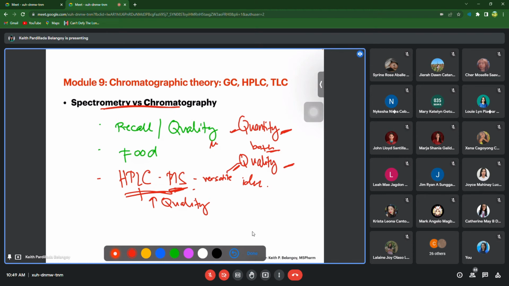Yes, it's also correct because it will quantify and also qualify, it will identify and it will also quantify. For spectro, you know that it's quantity because it will give you directly the absorption, and the absorption will give you the concentration of the components present. For chromatography, you are only separating.